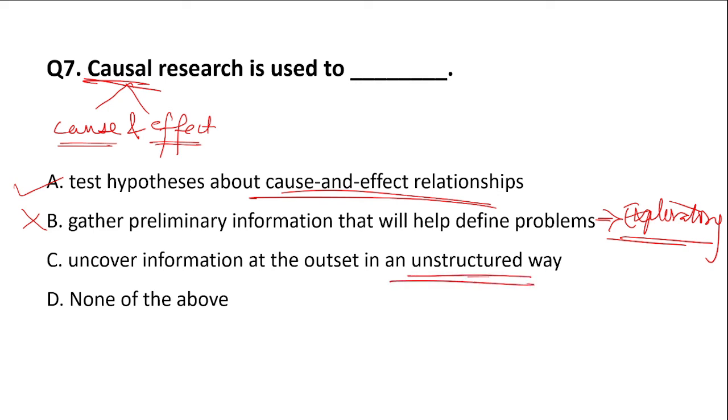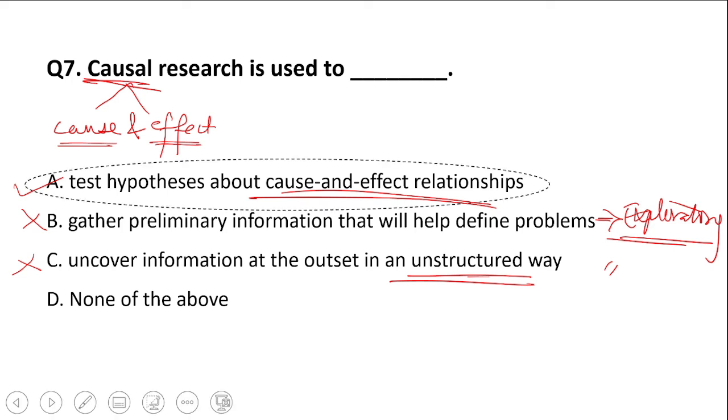Students, what is given to us? The keyword here is unstructured. That means exploratory research follows a loosely structured approach. Exploratory research follows an unstructured way. It is not a systematic approach. That means option C is also incorrect, as it again relates to exploratory research. So the correct option is option A, test hypothesis about cause and effect relationship.